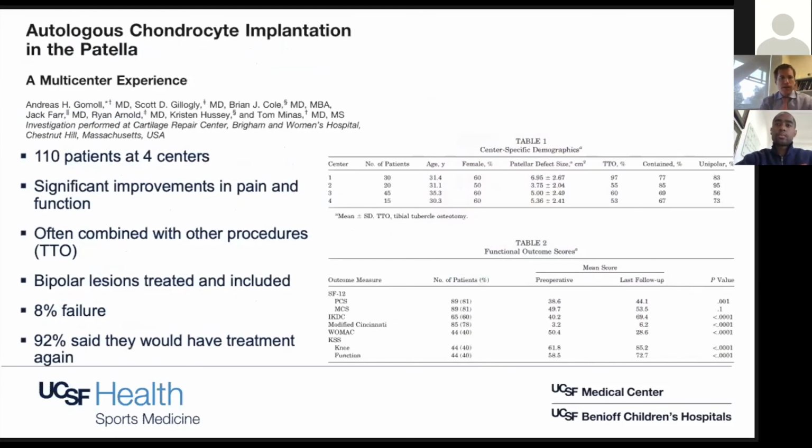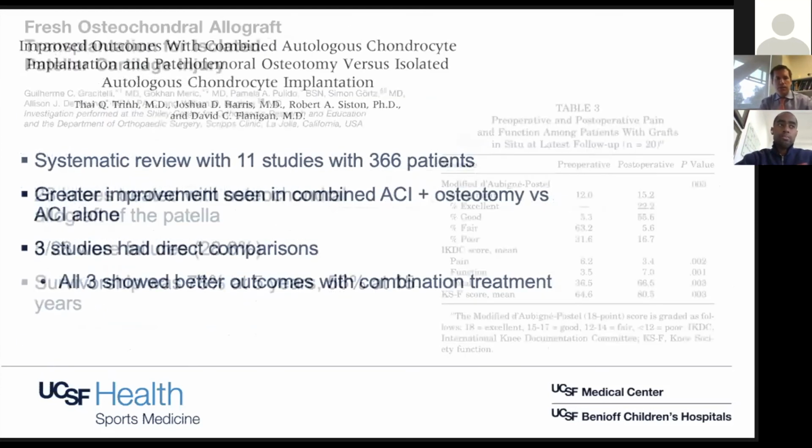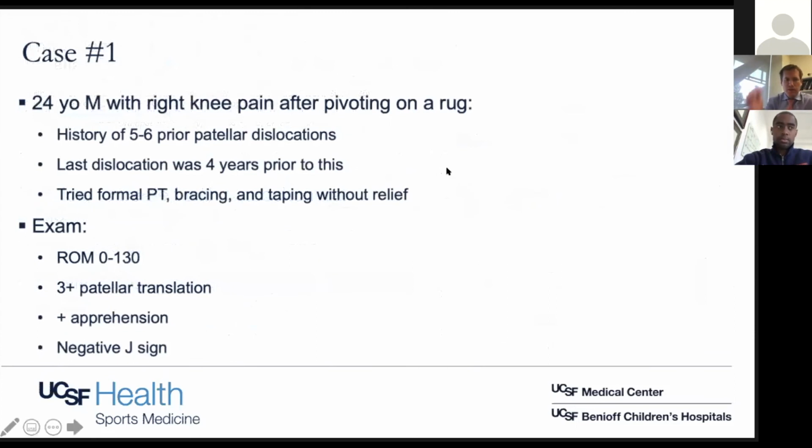And then we'll skip through this as this should have been covered, and then kind of talk about two cases real quick. So the first, a 24-year-old man, he presented with right knee pain. He pivoted on a rug and dislocated his patella. He describes 5 to 6 prior patellar dislocations. His last one was 4 years before this, and his first was in high school football. He was hit, patella came out laterally.